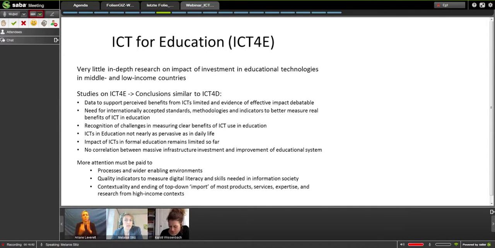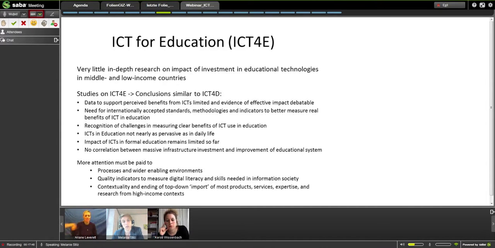There's a need for internationally accepted standards, methodologies, and indicators to better measure the real benefits of ICT in education. Again, this shows that these standards are not available yet. So there might be projects and aspects of ICT for education that have not been grasped yet by research. Recognition of challenges and measuring clear benefits of ICT use in education is necessary. ICT in education is not nearly as pervasive as in daily life. For example, the use of smartphones, tablets and laptops is not as strong in schools and formal education as it is in daily life. This is not only the case for developing countries, of course, this is generally the case.